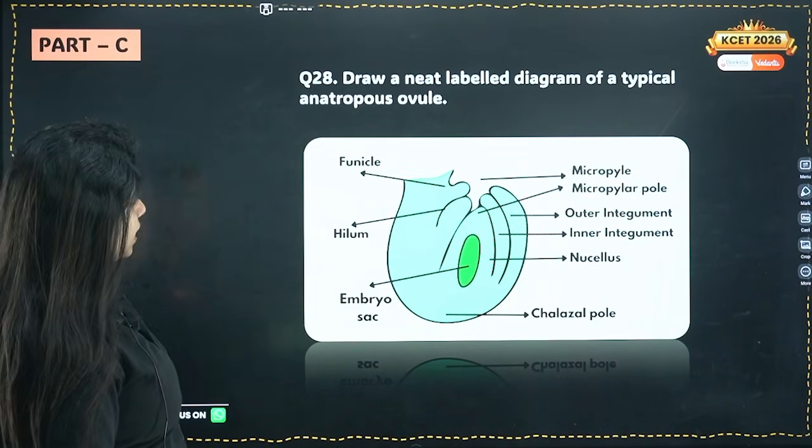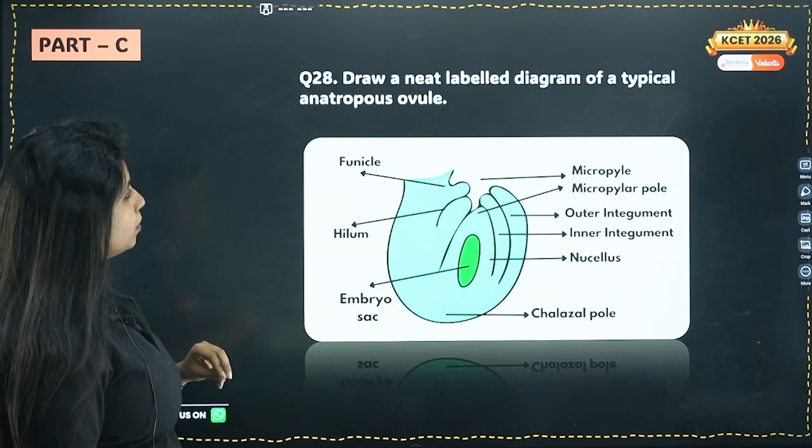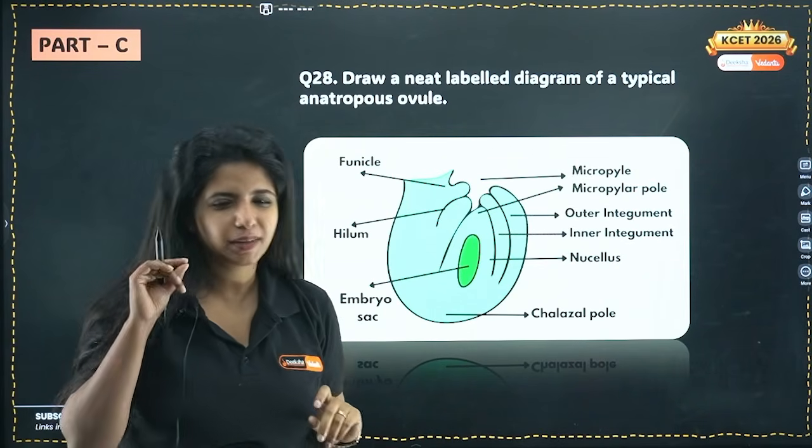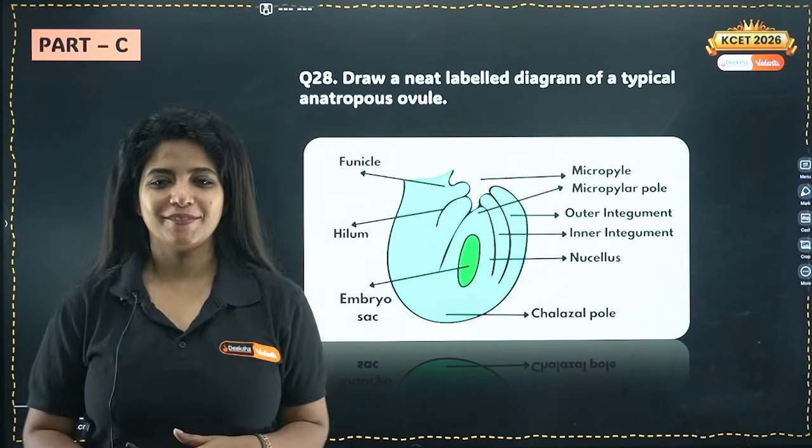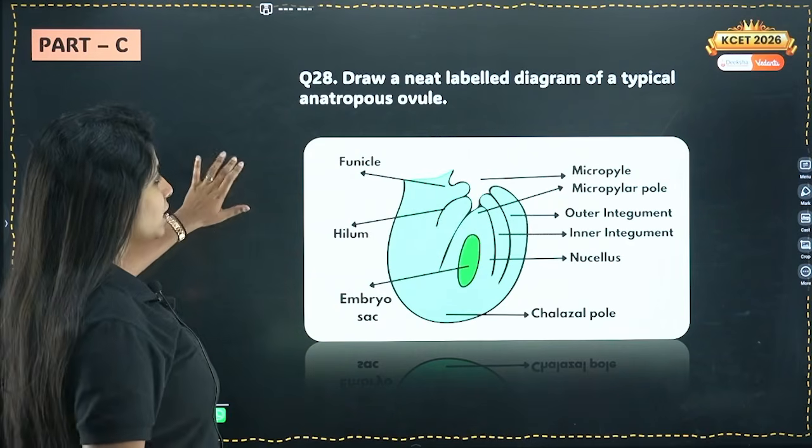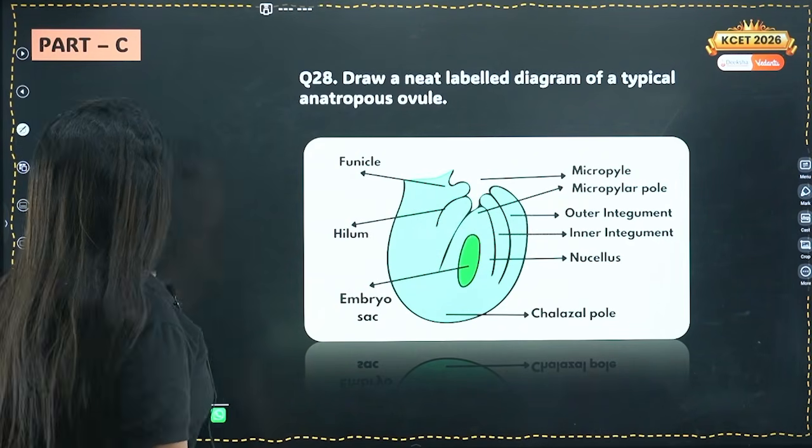This is from part C. Draw a neatly labeled diagram of a typical anatropous ovule. So, draw a neatly labeled diagram of a typical anatropous ovule. How do you make it?